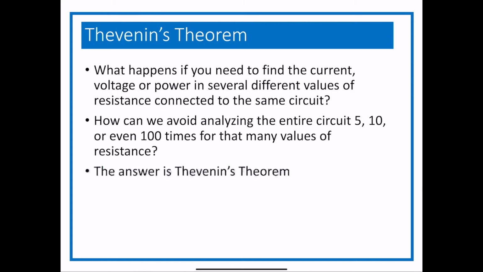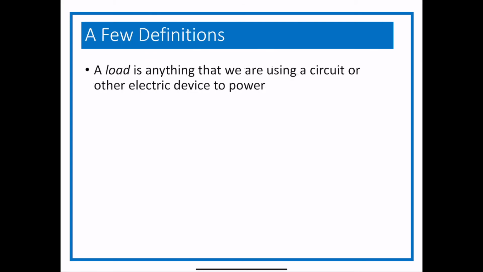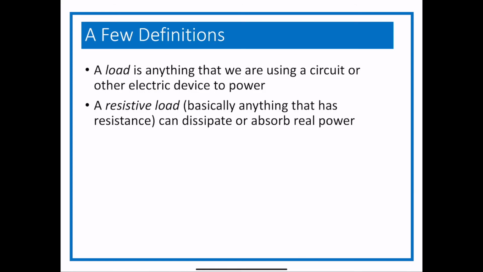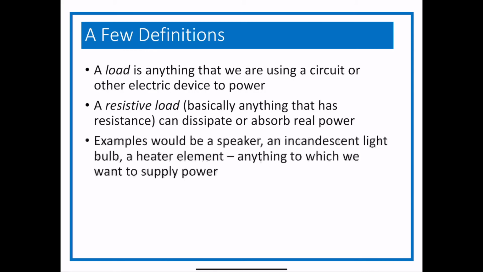First of all, we're going to talk about a couple things that will actually translate into engineering electronics that we're going to talk about frequently. A few things we're going to discuss is, first of all, what a load is. A load is anything that we use a circuit or some other type of device to power. A resistive load is pretty much anything that has resistance. A resistive load can dissipate or absorb real power. So examples would be a speaker, light bulb, heater, something that we want to supply power.